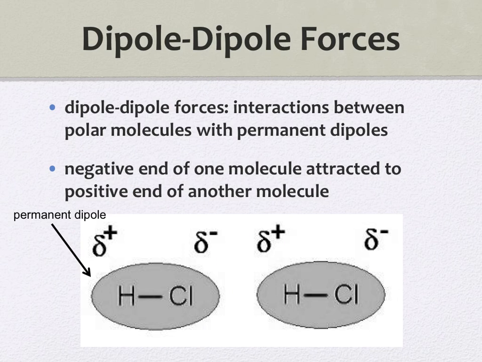Our second type of intermolecular force is a dipole-dipole force. This is a more general intermolecular force, whereas hydrogen bonding is very specific in terms of what atoms need to be there. For dipole-dipole forces, we really just need polar molecules. Polar molecules, we say, have permanent dipoles, so they are permanently polar. But once again, the negative end of one molecule is attracted to the positive end of another molecule. That's the intermolecular force.